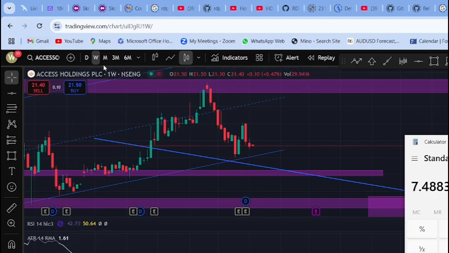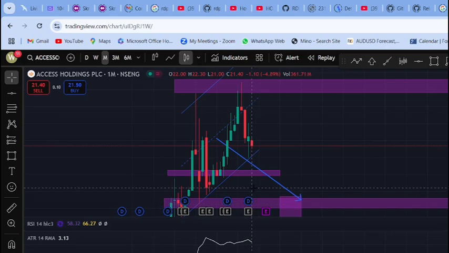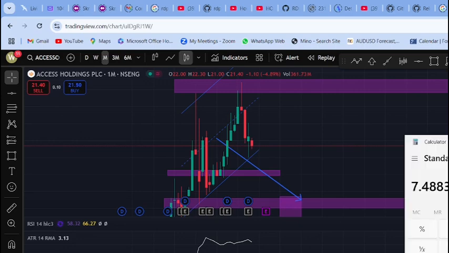And if I want to work based on monthly, I can come to the monthly and see what is the ATR on the monthly chart. The current one is telling me that I expect it to move 3 naira 13 kobo.